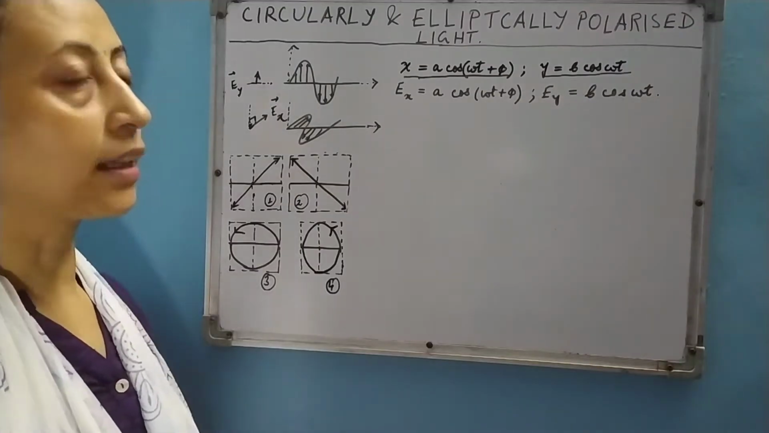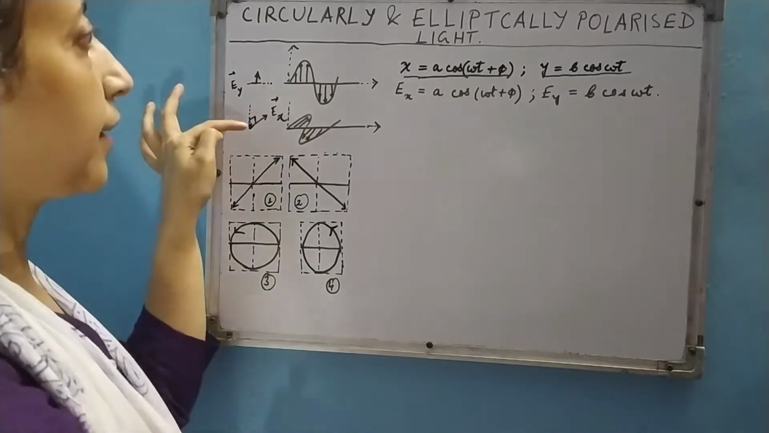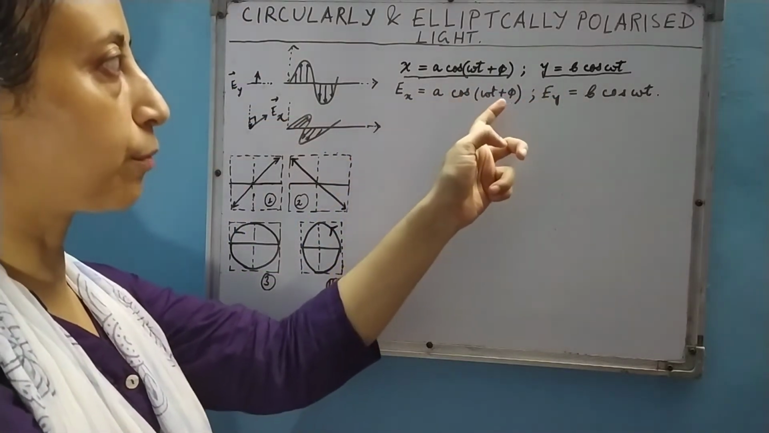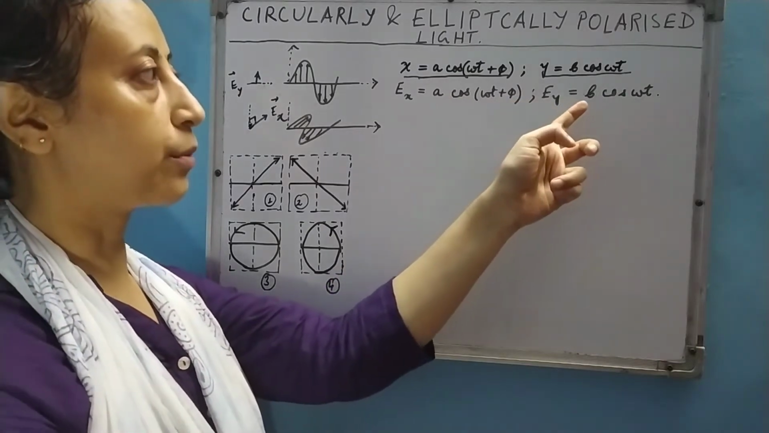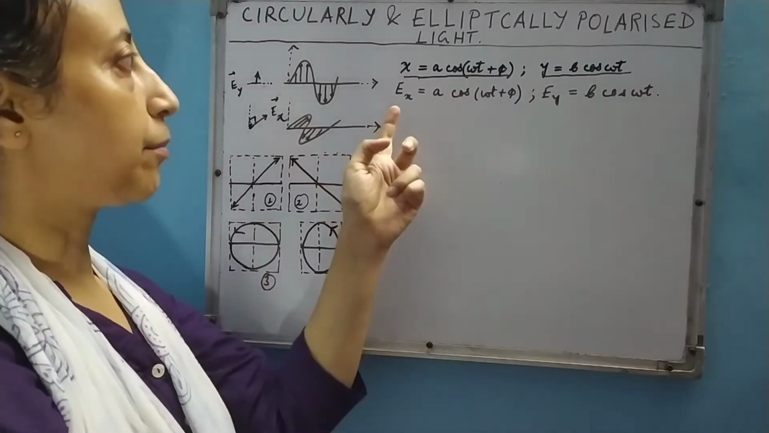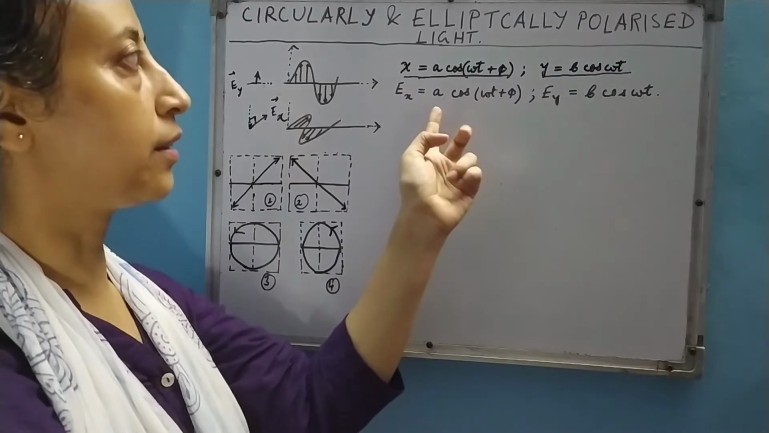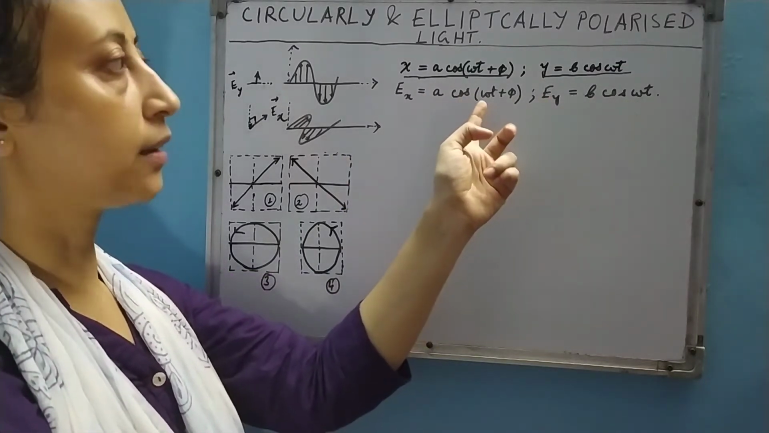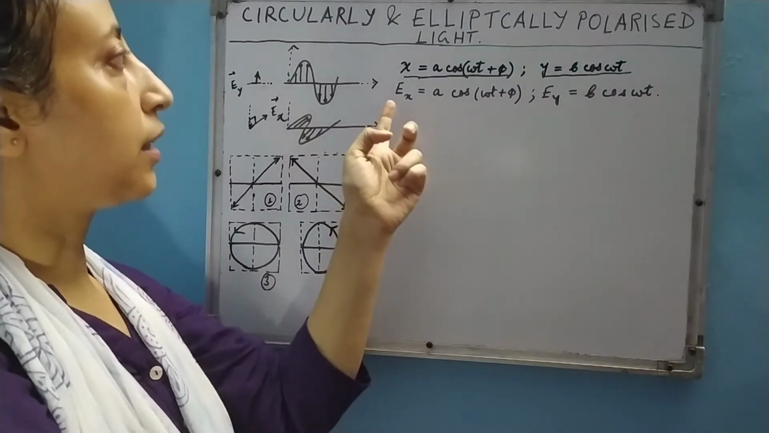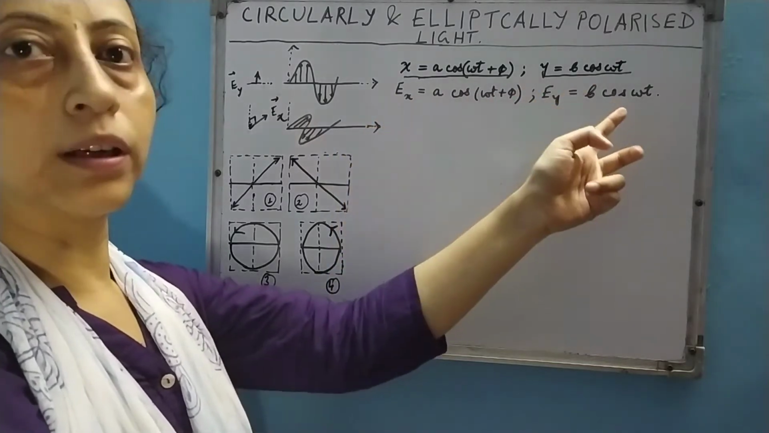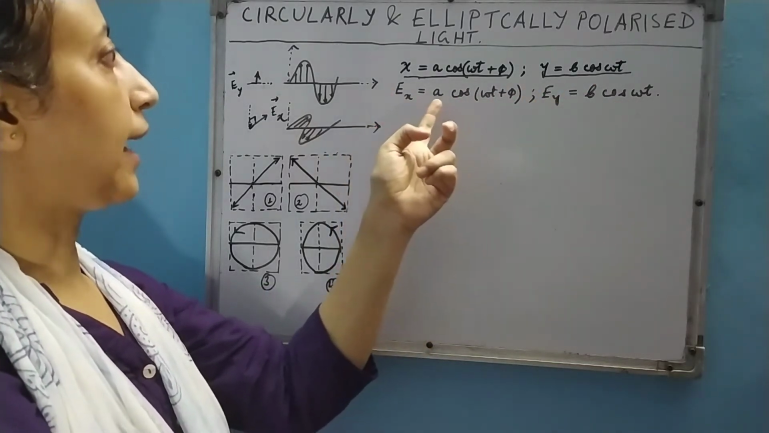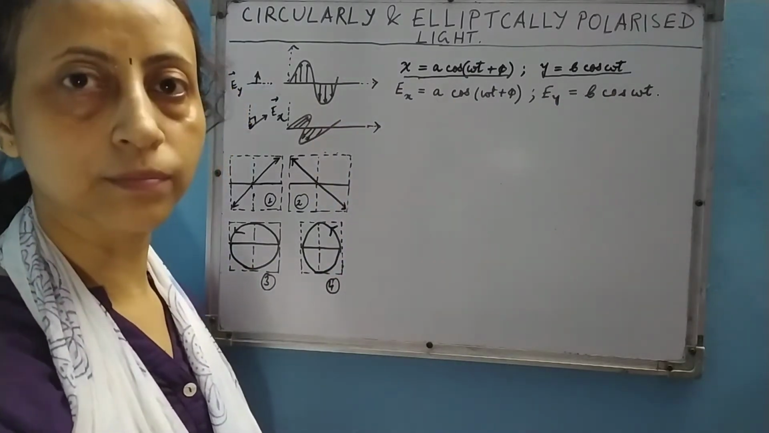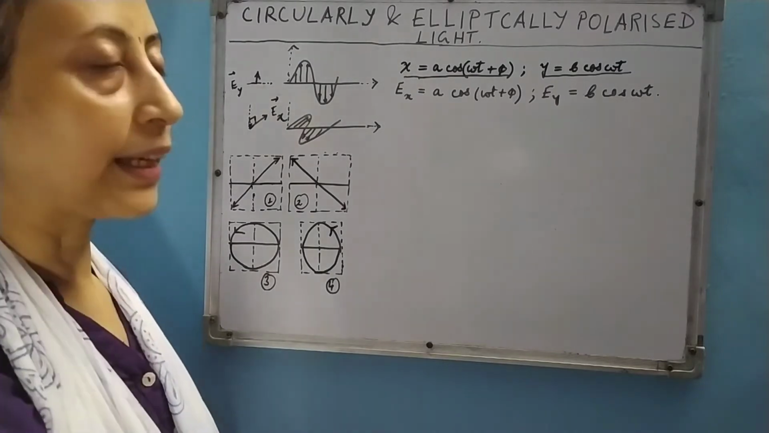We consider that the two plane polarized light, they are represented by these two equations. Ex equals to a cos of omega t plus phi and Ey equals to b cos of omega t. That means that their amplitudes are different, a and b. The frequencies are same, omega, angular frequency, and they are along two perpendicular directions. This is along x direction, suppose, and this is in the y direction. Okay. They are at right angles to each other.